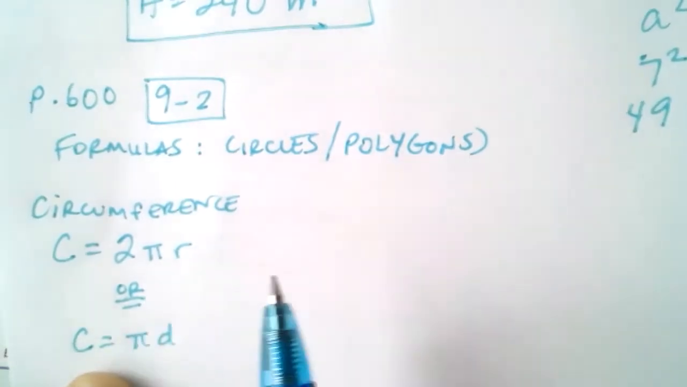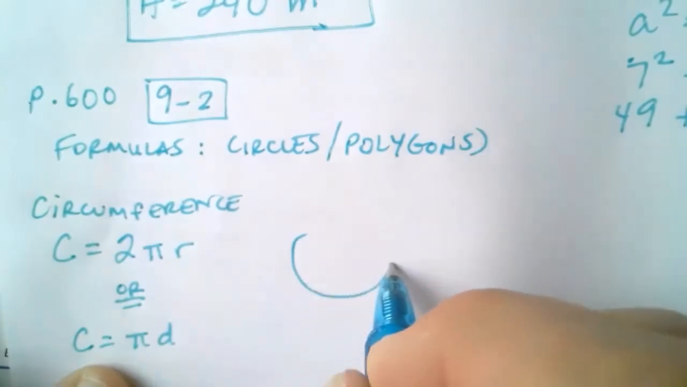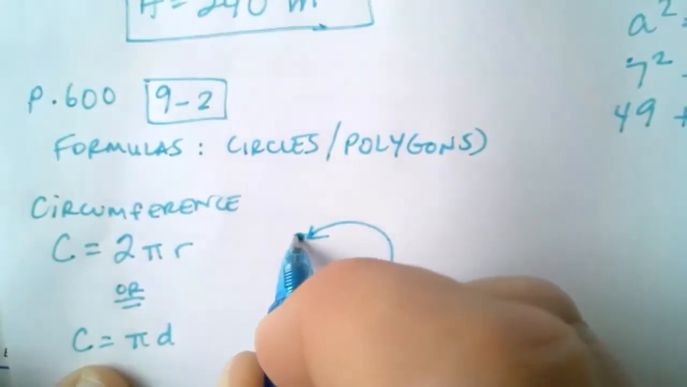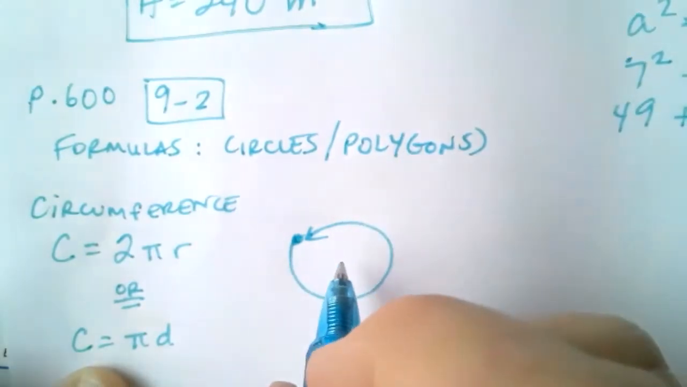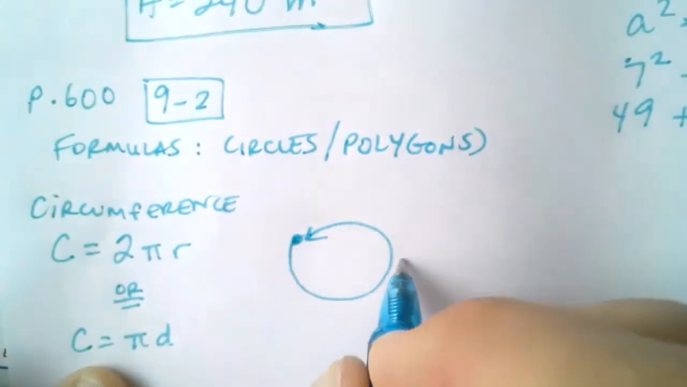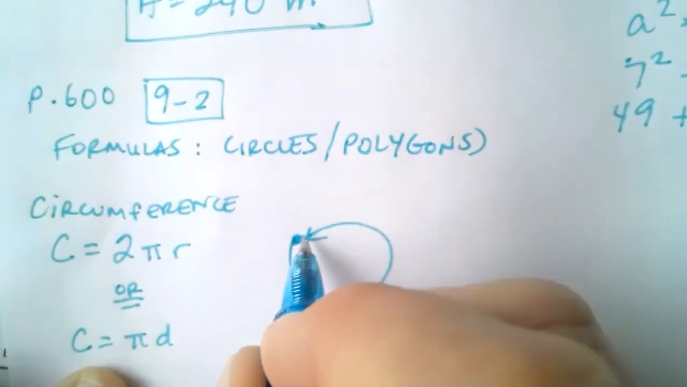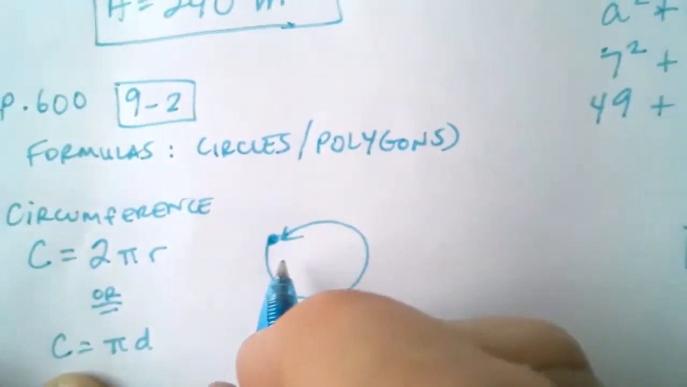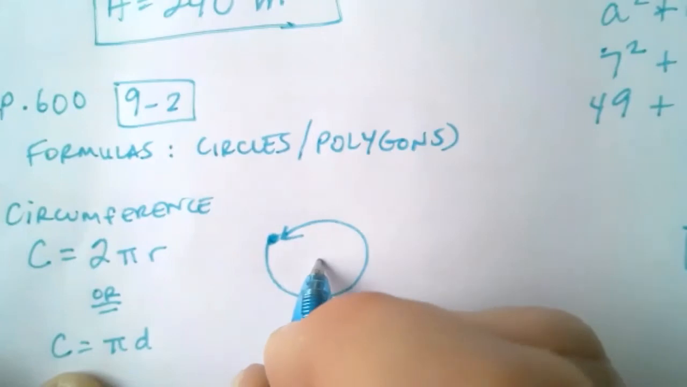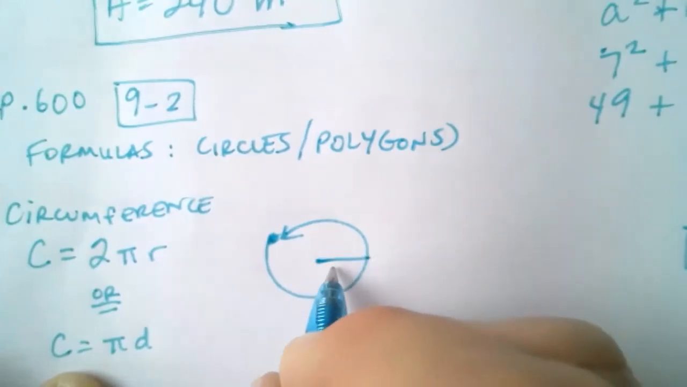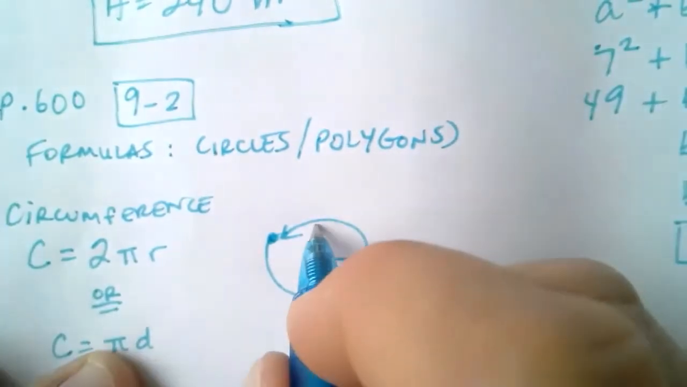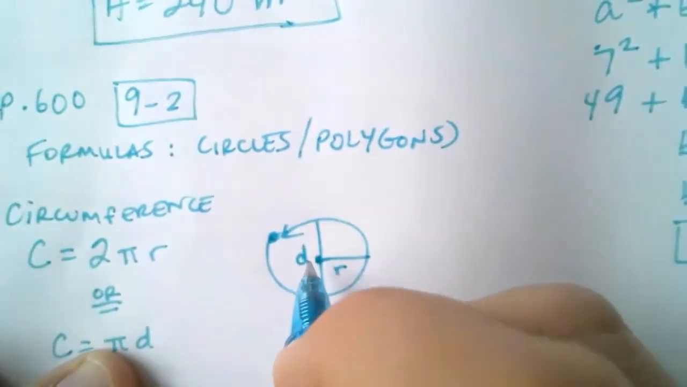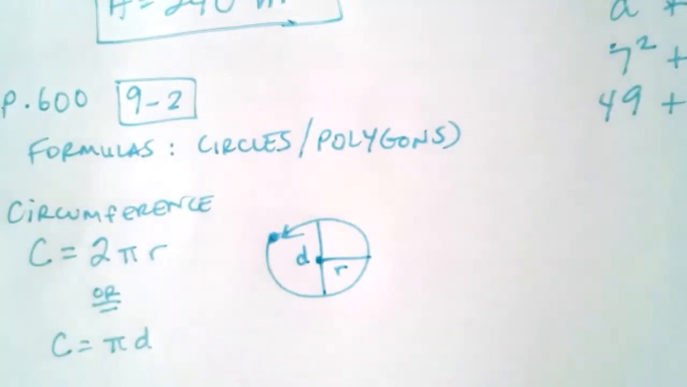So in other words, the circumference around a circle, we'll draw the arrow like this. We have a starting point, just like a snake eating its own tail. This is the length of the snake, if the snake was in a big circle like that, okay? So that's called circumference. And what is r? R would be this radius. What is d? D would be this diameter, okay?